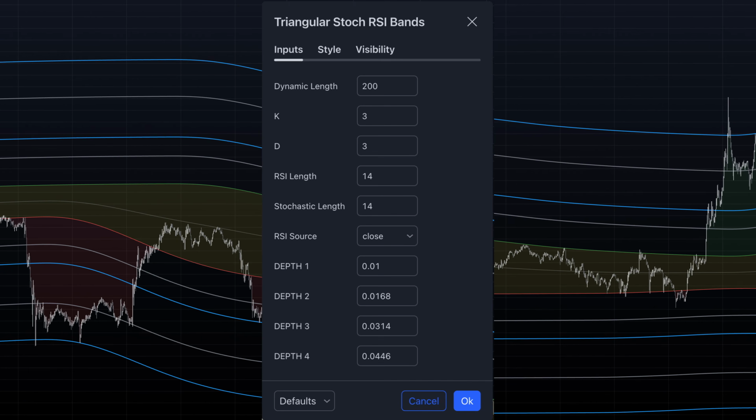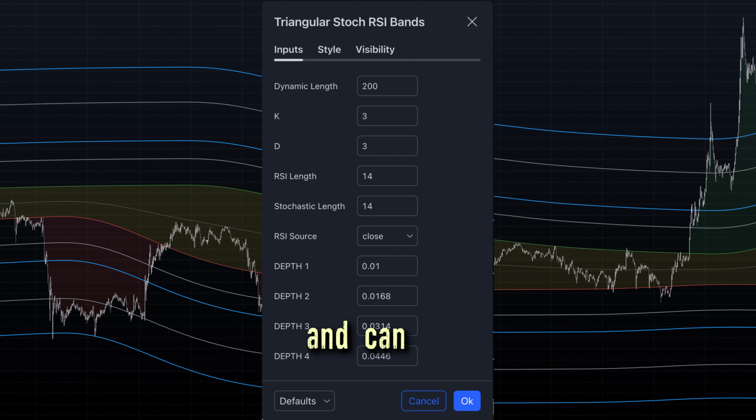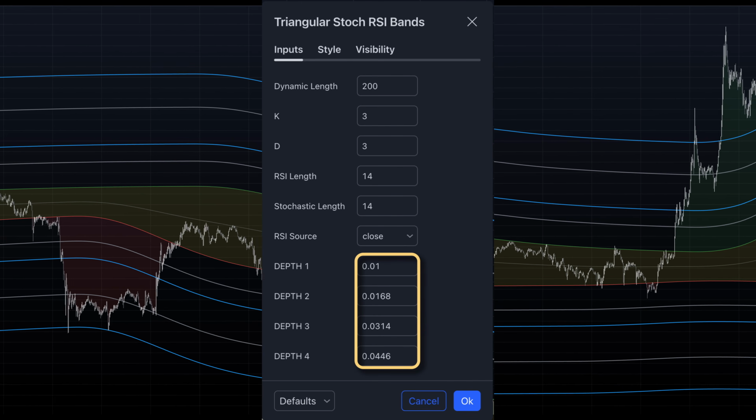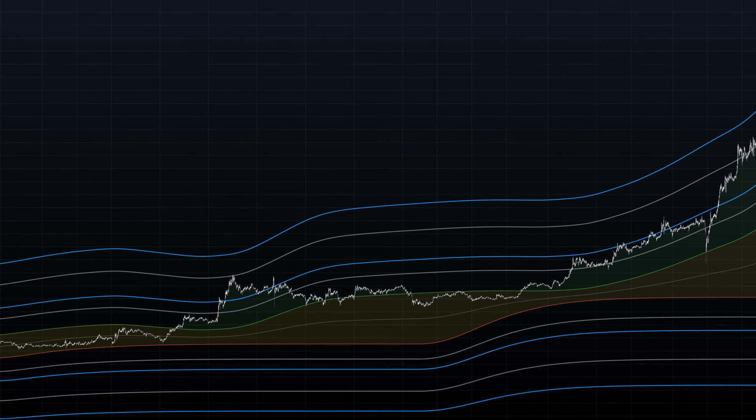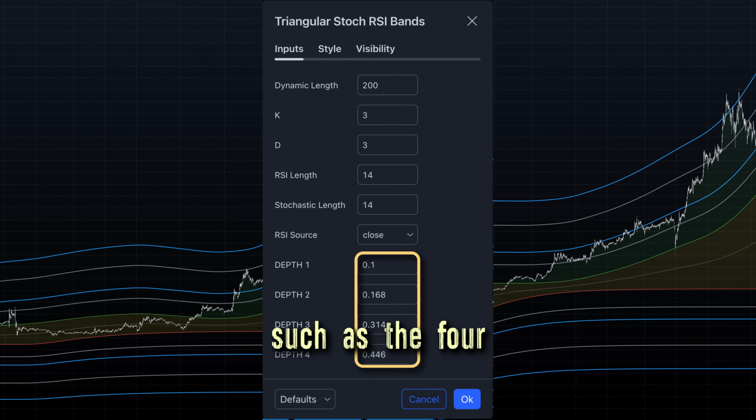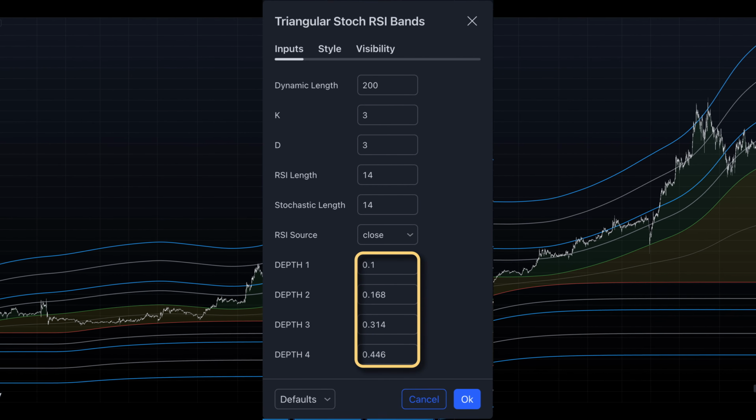As you can see, these outer bands are based on Fibonacci levels and can be adjusted. However, I recommend using these exact settings if you're trading on any time frame below 1 hour. If you want to use higher time frames, such as the 4 hour, you can try using these alternate settings.